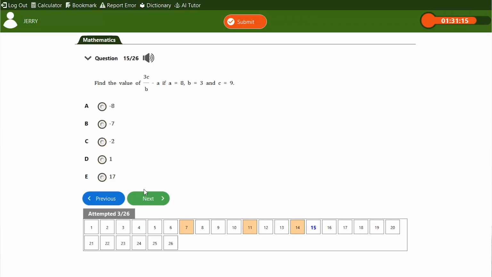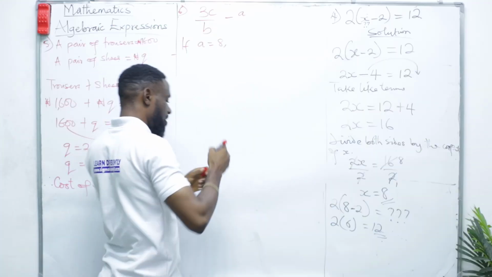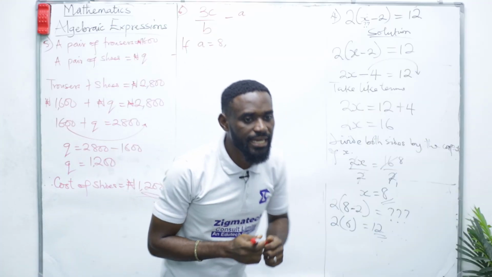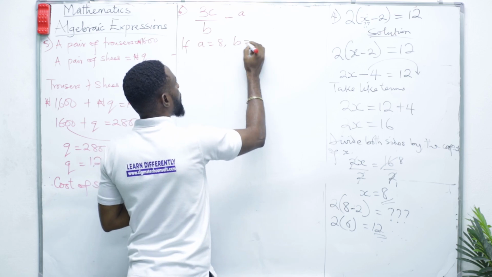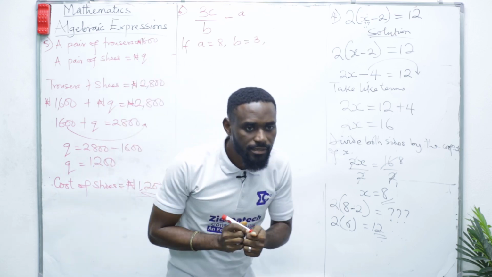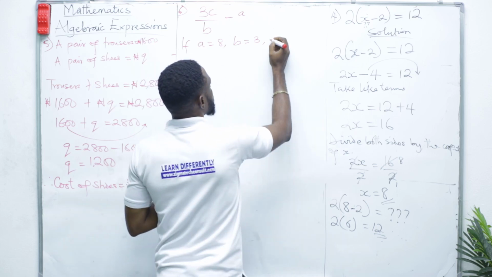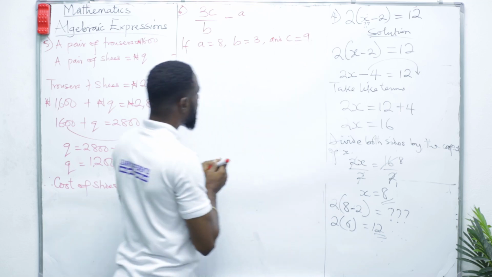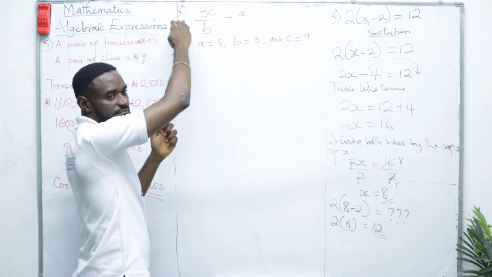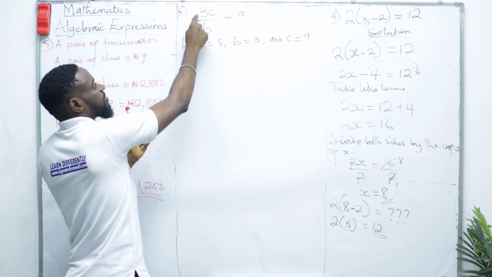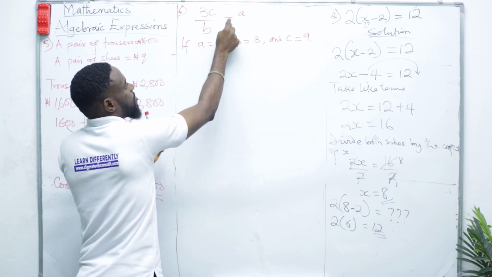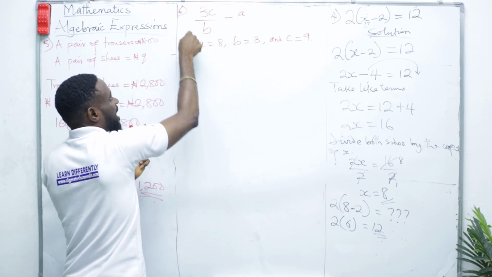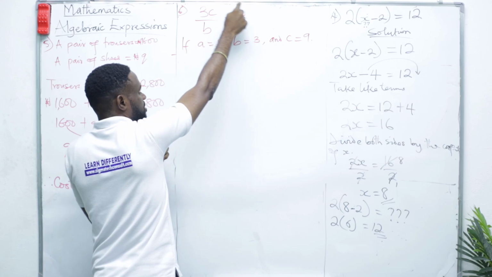If A is equal to 8, B is equal to 3, and C is equal to 9. C is equal to what? 9. They're asking us to find the value of this expression, 3C all over B minus A. Remember, this is an algebraic expression, an algebraic process. Do you understand the point?